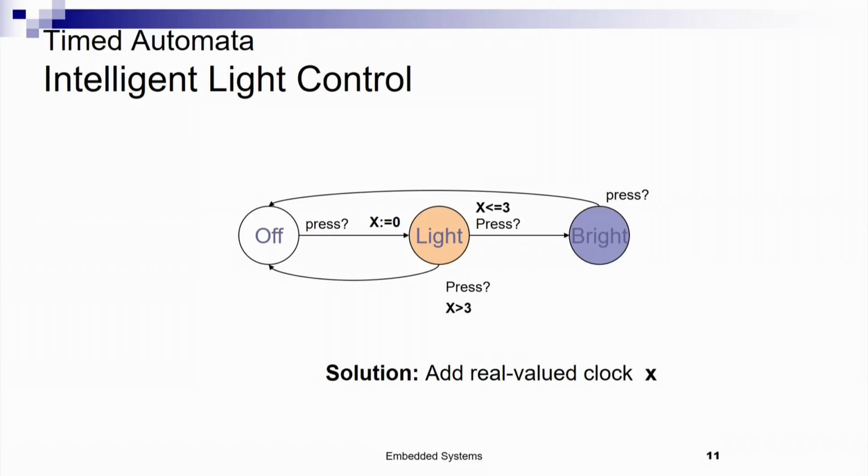If you press it within the next 3 time units, you go to the bright state. If you do not press it within the next 3 time units, you go back to the off state. And in any case, at the bright state, you press the switch again, you go back to the off state. Okay. This is how you specify or model a real time embedded system.